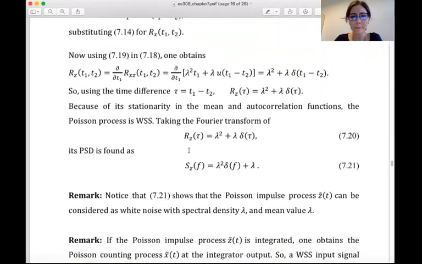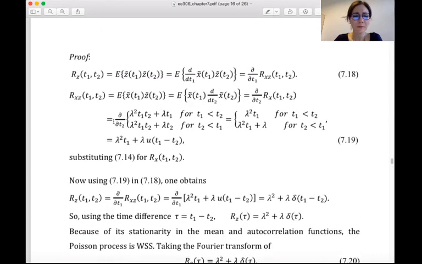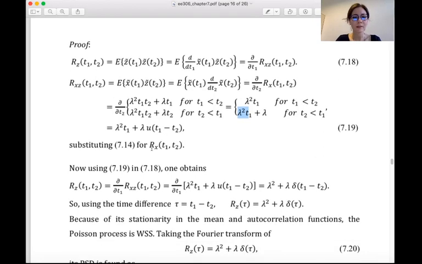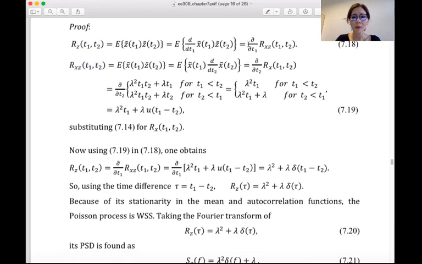All right, where is it? You differentiate with respect to T2, you get this expression. It's again piecewise defined. You're differentiating this, you get this result. But then you could put it in a more compact form. You observe that delta squared T1 is constant, so you just write it as a constant term. And then there's this delta that gets added only if T1 is larger than T2, so you write lambda times U of T1 minus T2. So the whole thing here is the expression for our Rxz. Now to find Rz, we go back to here.